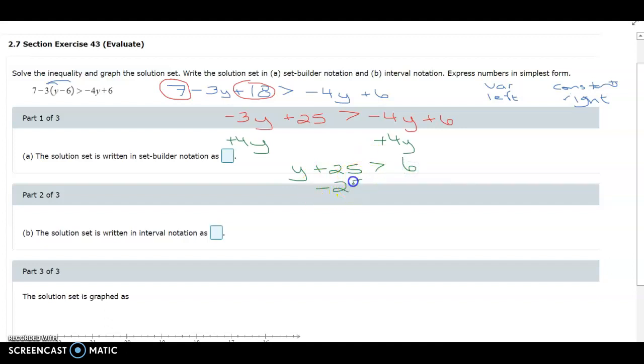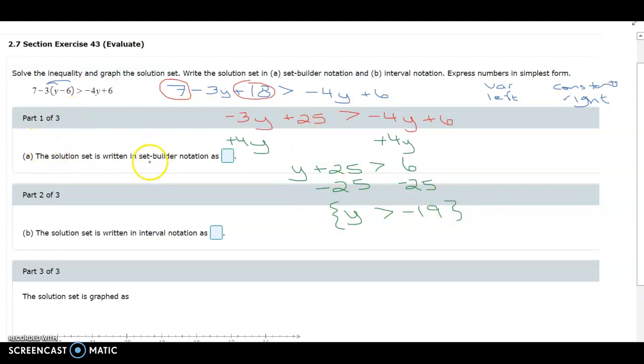And my last step is to subtract 25 from both sides. That does not change the inequality. 6 minus 25 gives you negative 19. That is your inequality answer.